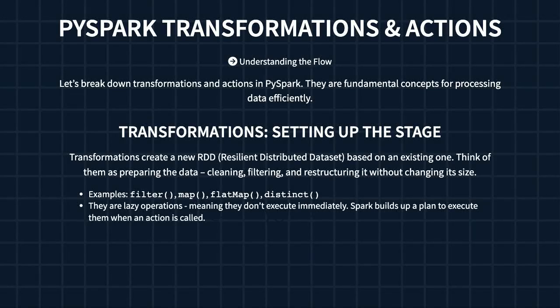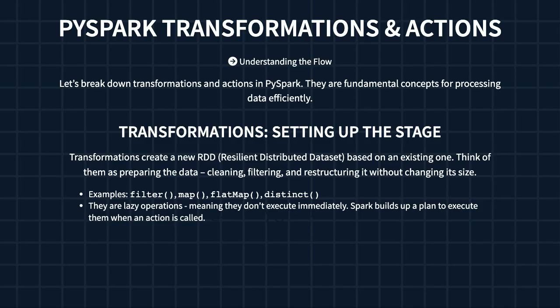Okay, let's talk about transformations and actions in PySpark. They're super important for working with big data. Transformations are like getting your data ready. You're taking an existing RDD and creating a new one based on it. Think of things like filtering out unwanted rows or changing the format of your data. The cool thing is, these operations don't actually do anything right away. They just create a blueprint for how to process the data later.